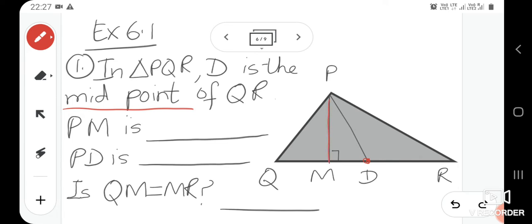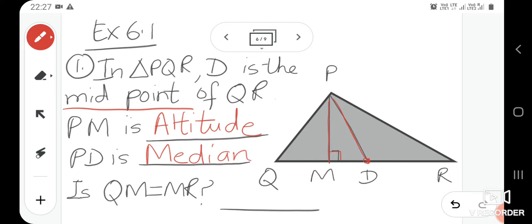And you can see that there is a line PM also which is making right angle. So they are asking PM is dash. Now what is PM? You have learned that a line which is perpendicular to the base is called altitude. So you will write answer as PM is altitude, and line PD, which is dividing the baseline QR into two equal halves, is median. PD is median because it is dividing baseline into two equal parts.